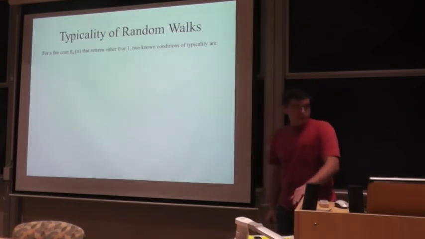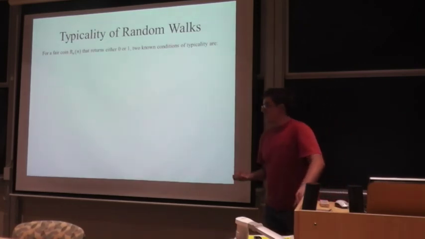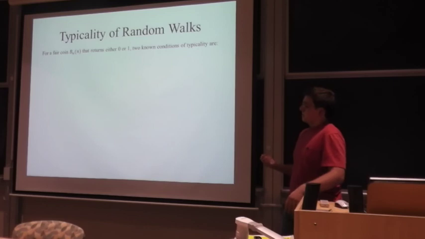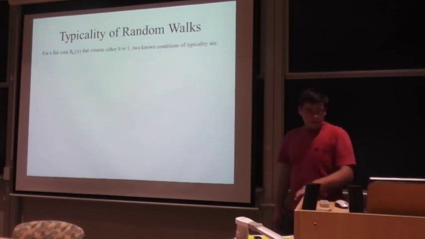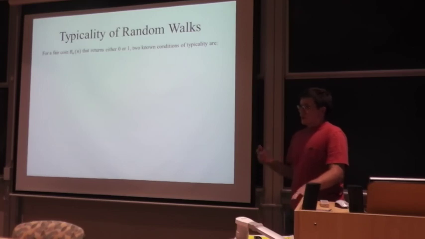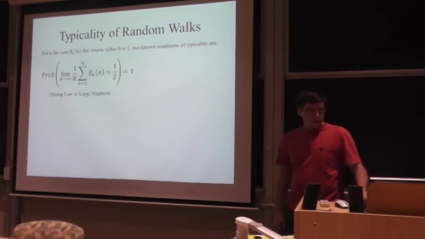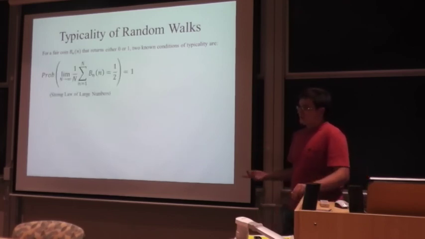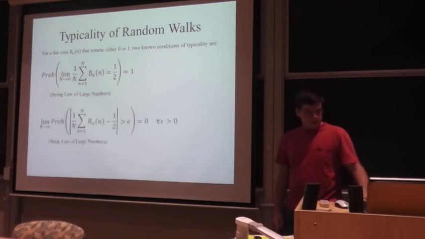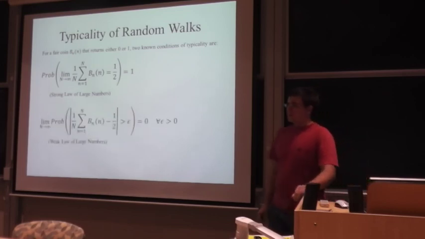So for just typicality of random walks for any kind of random variable, for example, we have a fair coin, or it returns either 0 or 1. These are two known conditions of typicality. This is just the strong law of large numbers. And this is the weak law of large numbers.